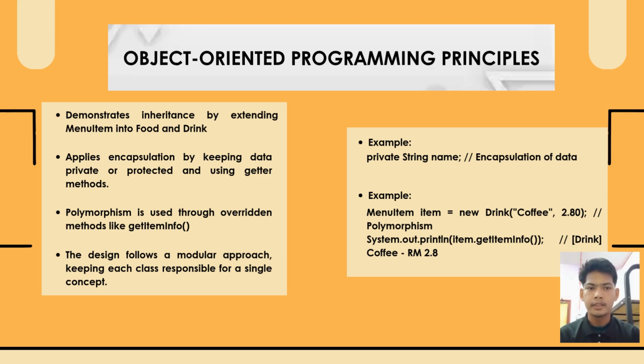We demonstrate inheritance by extending MenuItem into Food and Drink. We also apply encapsulation by keeping the data private or protected and using getter methods. The design follows a modular approach, keeping each class responsible for a single concept. Polymorphism is used through overridden methods like the getItemInfo method.